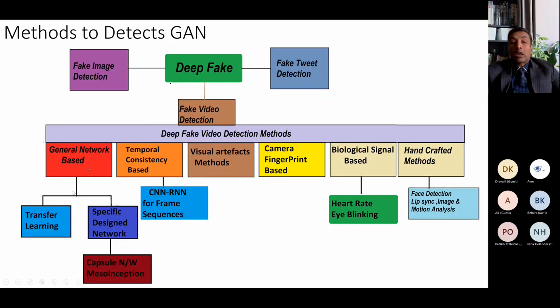However, today I will talk about something called transfer learning based methods, that is, how we can actually detect the GAN created deepfake video using transfer learning, and how effective this technique is. However, I would also like to highlight that in addition to the transfer learning based technique, the latest trend is something called capsule network. It is also very, very effective in detecting the deepfake video.